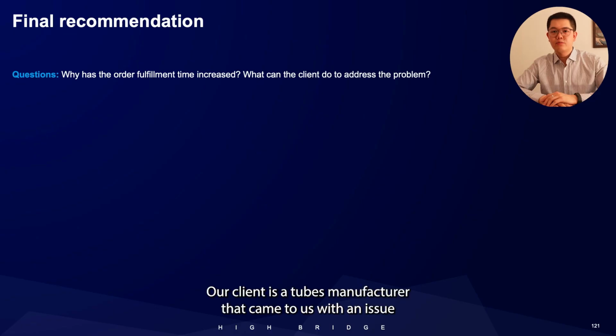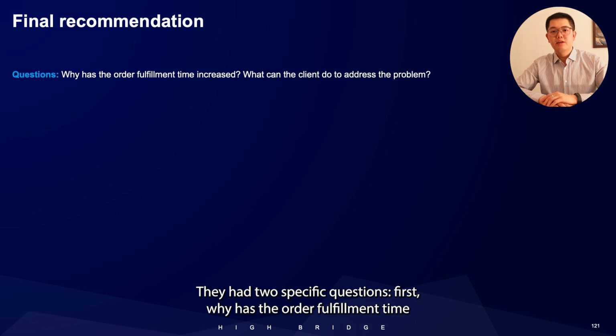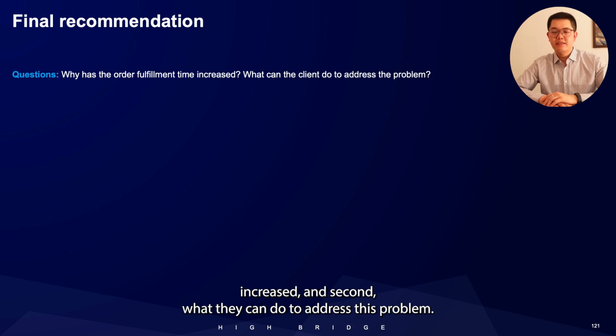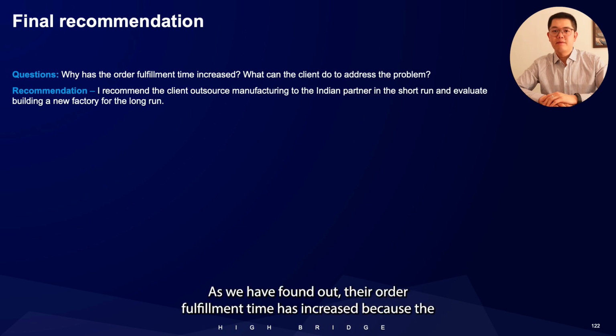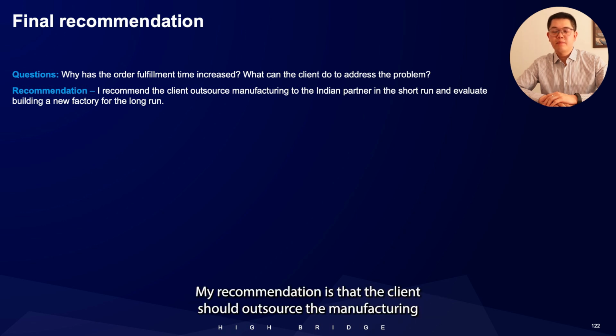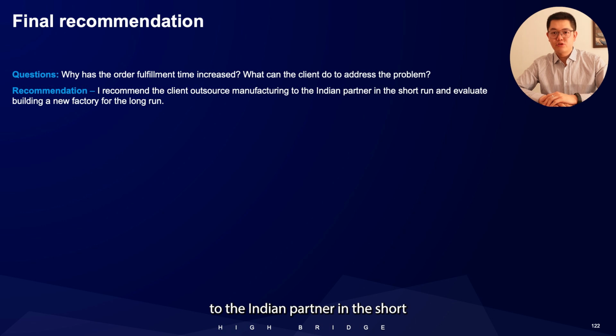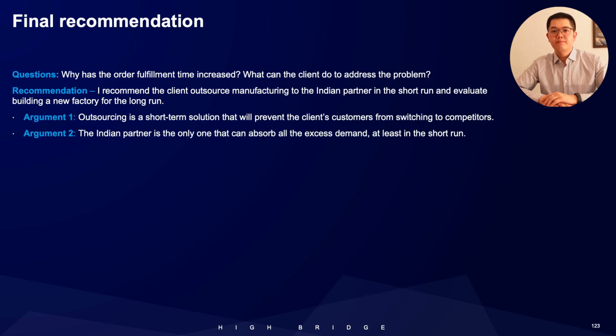Our client is a tubes manufacturer that came to us with an issue regarding the increased order fulfillment time of their production. They had 2 specific questions. First, why has the order fulfillment time increased? And second, what they can do to address this problem. As we have found out, their order fulfillment time has increased because the demand grew beyond what they were capable of delivering with the current factory. My recommendation is that the client should outsource the manufacturing to the Indian partner in the short run and evaluate building a new factory in the long run, for 2 reasons.